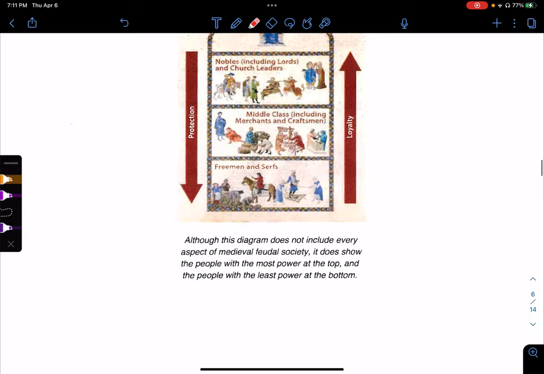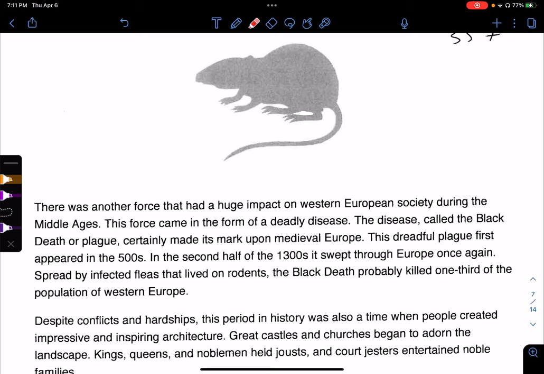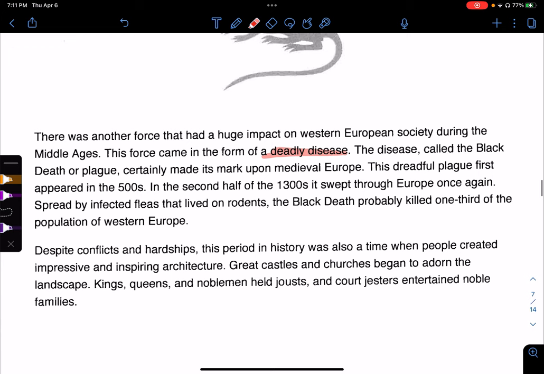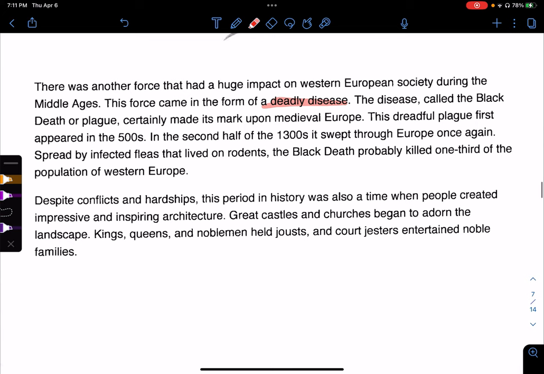There was another force that had a huge impact on Western Europe society during the Middle Ages. This force came in the form of a deadly disease, if you remember the plague. The disease called the Black Death or plague certainly made its mark upon medieval Europe. This dreadful plague first appeared in the 500s. In the second half of the 1300s, it swept through Europe once again. Spread by infected fleas that live on rodents, the Black Death probably killed one third of the population in Western Europe.